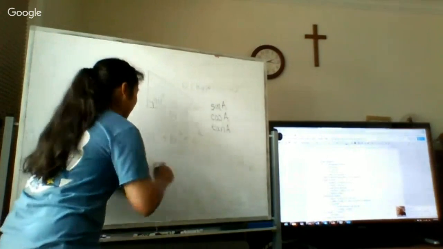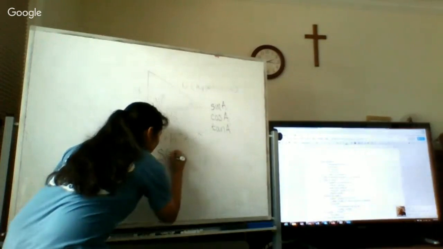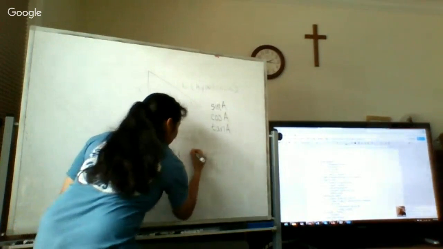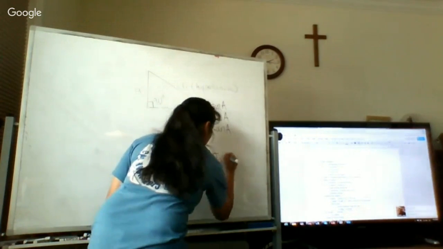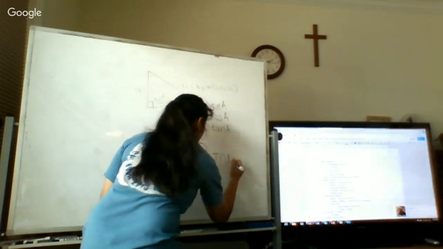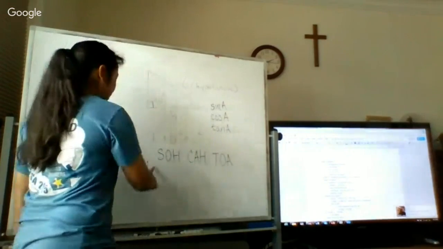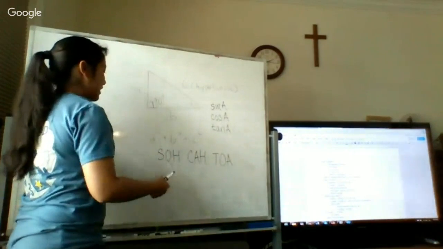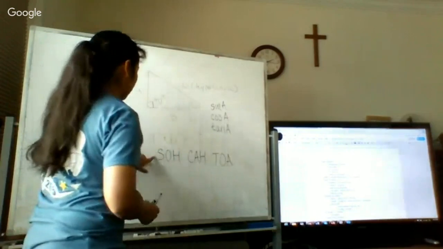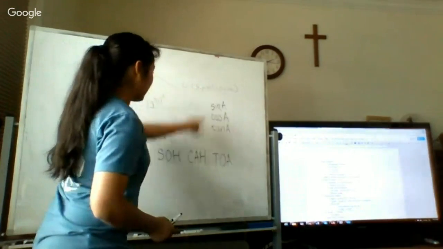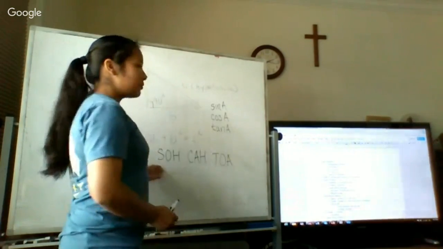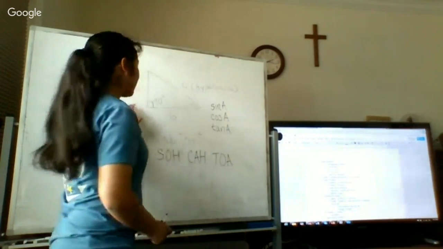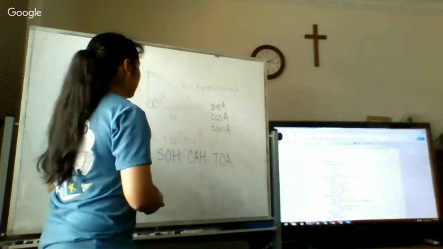So SOHCAHTOA is how we remember each one. So in SOHCAHTOA, each letter represents kind of each of the functions. So SOH goes with sine, CAH goes with cosine, and TOA goes with tangent. This just helps you remember which one of the legs you're going to use for each of the functions.